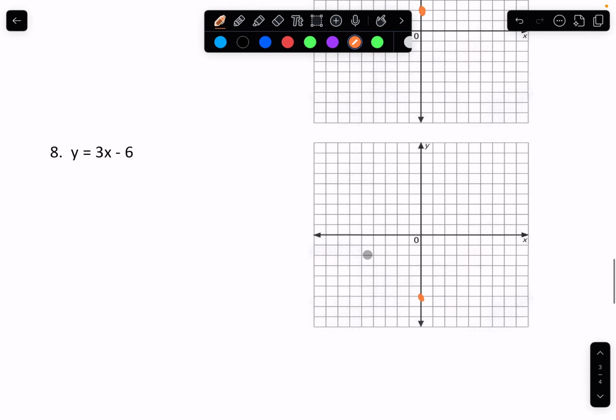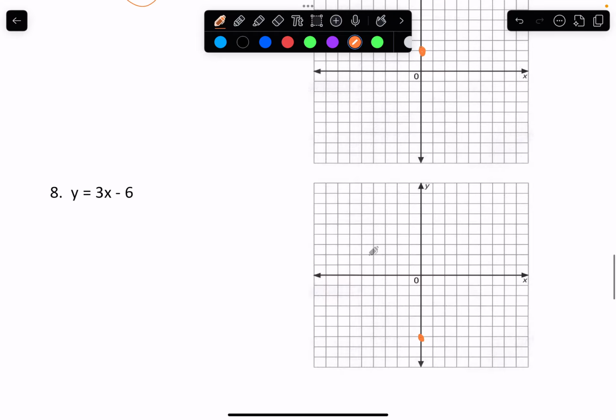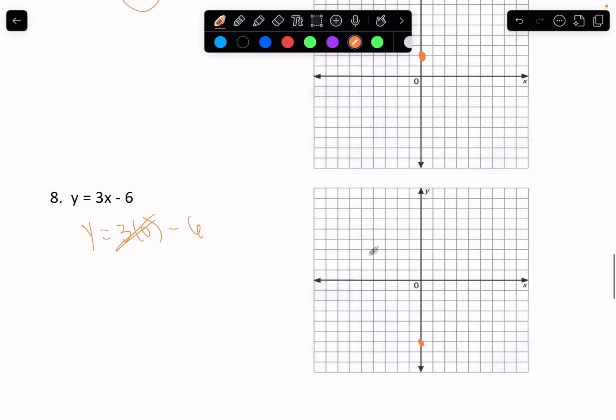When a line hits the y-axis, what does the x have to be? Theoretically, a line could hit anywhere along this y-axis. It could hit anywhere. But what does the x value have to be? It has to be 0. So if I put a 0 in for x, what does that leave me with? y equals -6. So when x is 0, y equals -6. That has to be a point on our line.